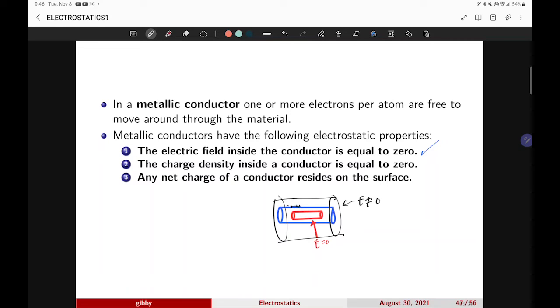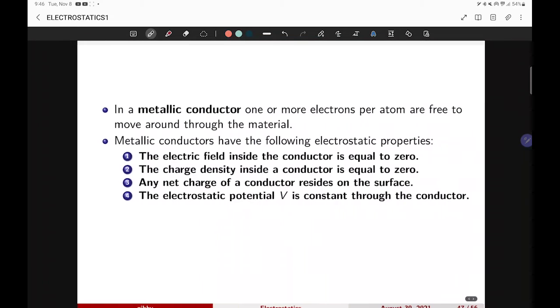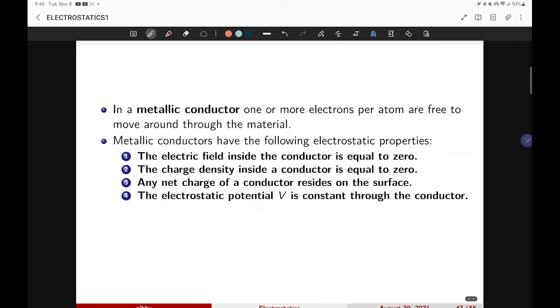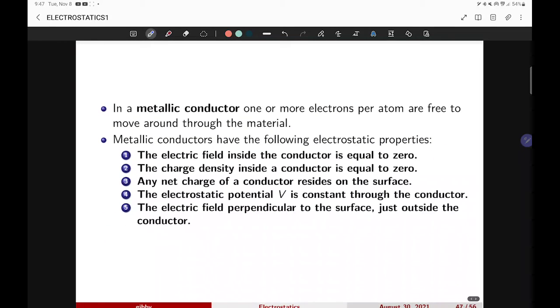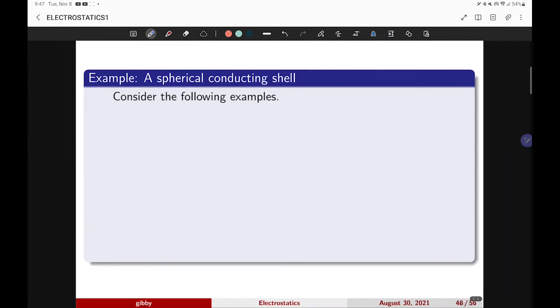The net charge can be positive or negative. The electrostatic potential V is constant through the conductor, so we have an equipotential. And the electric field is perpendicular to the surface just outside the conductor.